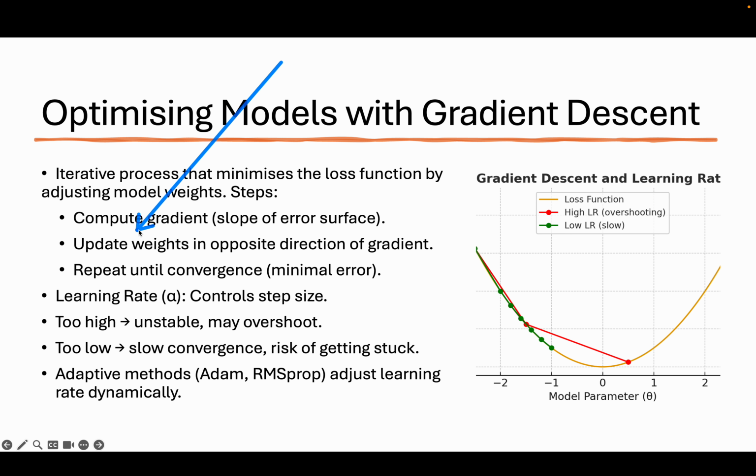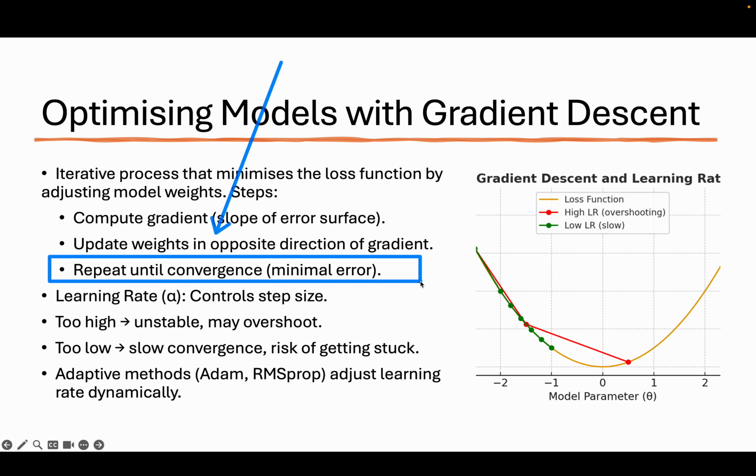The second step is that you update the weights in the opposite direction of the gradient, and you have to repeat this process until you get convergence, the minimal error, and the minimal error is here at the bottom of the slope. The learning rate controls the step size.